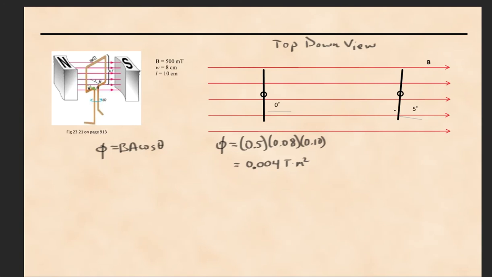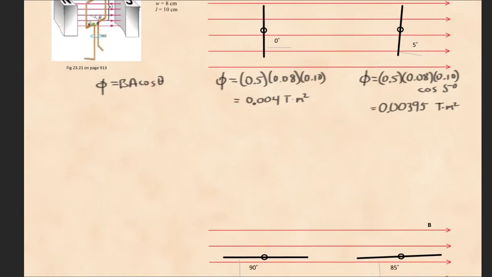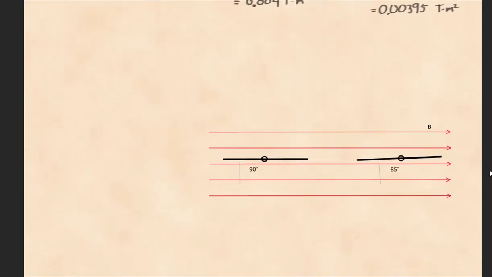If we rotate this slightly so that now the normal makes a 5-degree angle with the magnetic field, the flux in this case is B times A times cosine of 5 degrees. And that gives me a value of 0.00395, three significant figures. Now let's look at two more situations.